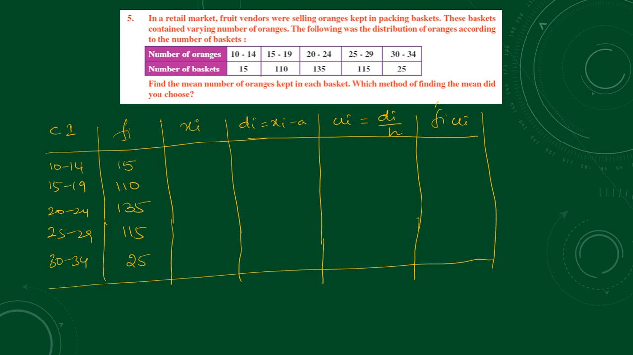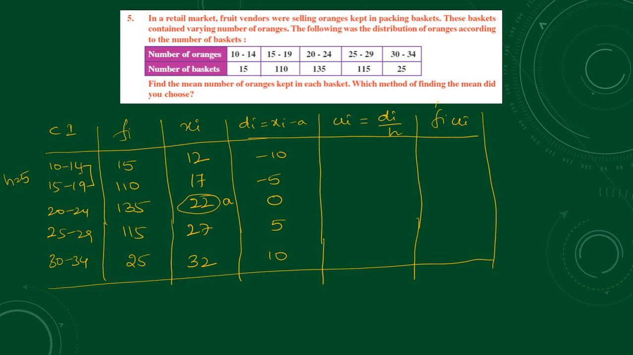What is the xi value? 10 plus 14 is 24, 24 by 2, it is nothing but 12. What is the height? 14 and 19, so the height is 5. So h is equal to 5 here. Add 5: 12 plus 5 is 17, 22, 27, 32. Next, deviation. Consider the middle one as a. Then this becomes 0, and taking the differences, minus 5, minus 10, plus 5, plus 10.